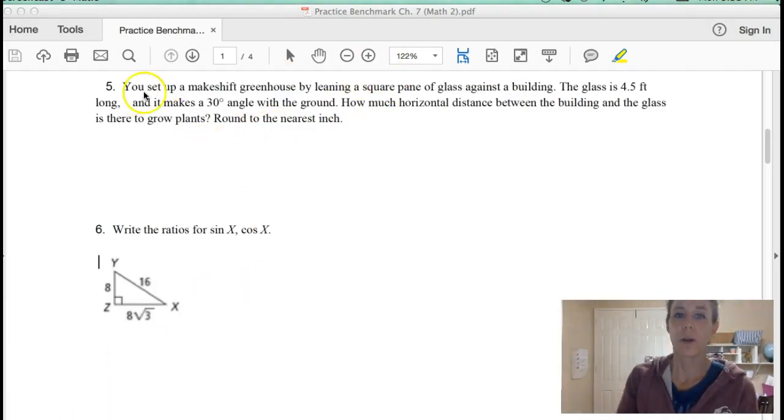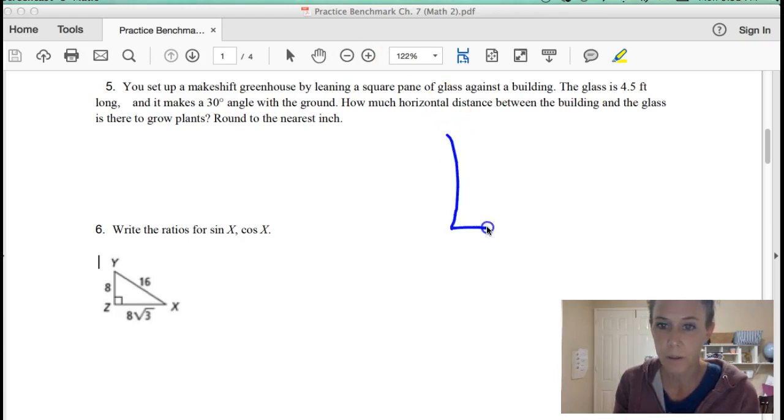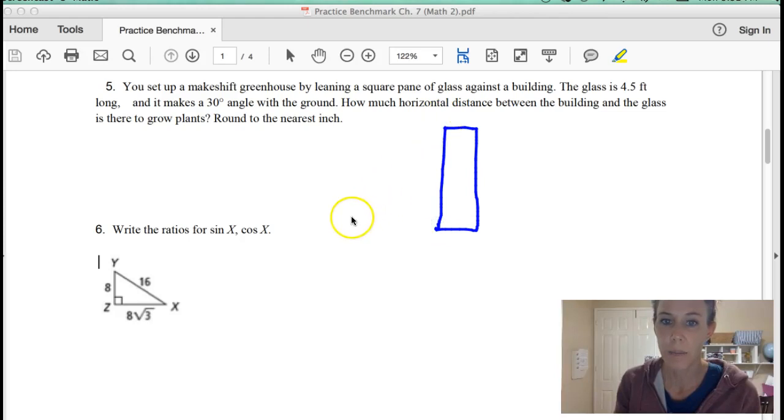Okay, let's go ahead and work number 5. You set up a makeshift greenhouse by leaning a square pane of glass against a building. Always draw problems like this. Let me get my draw tool back. All right, so I'm going to do a building. Oh, let's try that and make it a little more square. All right, and I lean a piece of glass, a pane of glass like this.